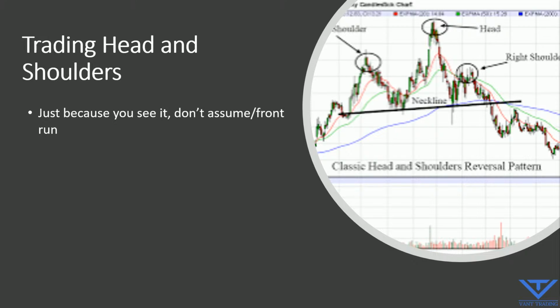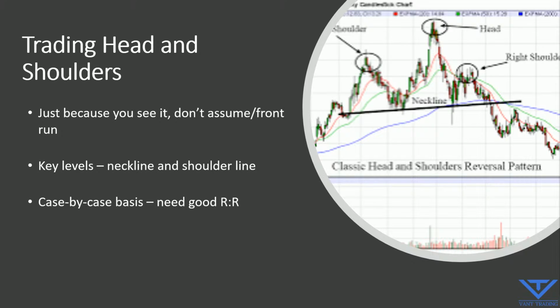Well, obviously the key levels here are going to be the neckline and the shoulder line. You're going to want to look at those big levels. You're going to want to see how big of a neck this guy has, how broad these shoulders are, and what the levels to look at are. It's going to be a case by case basis, but you're going to want to get good risk reward. There we go. We worked it out there, folks.